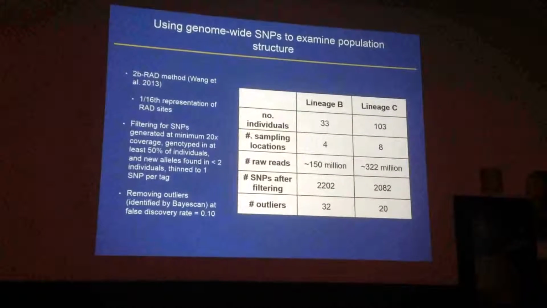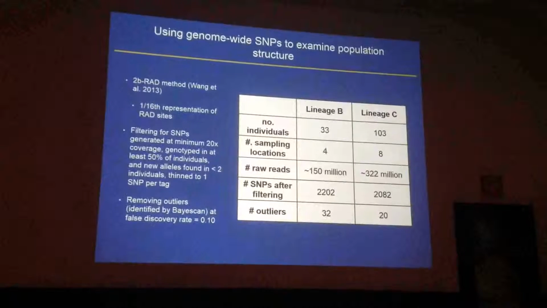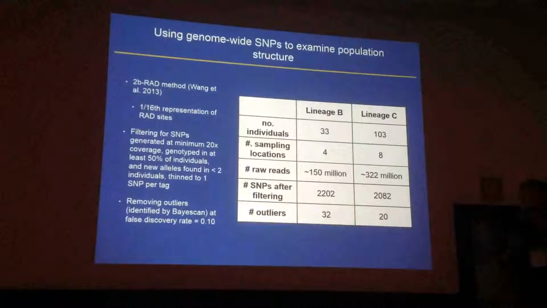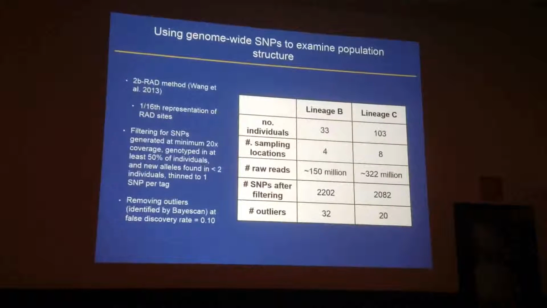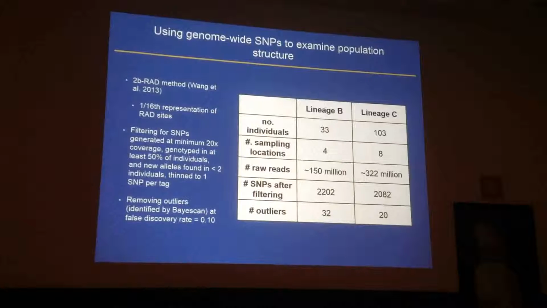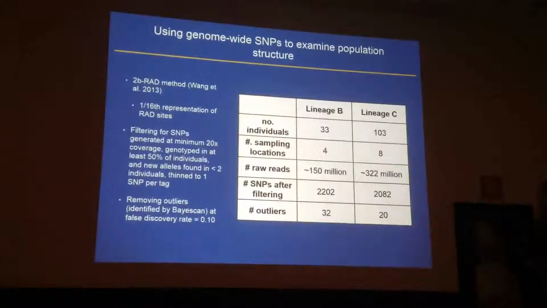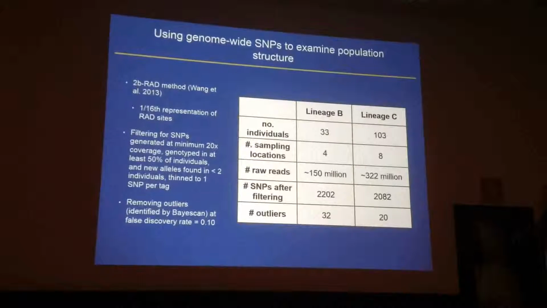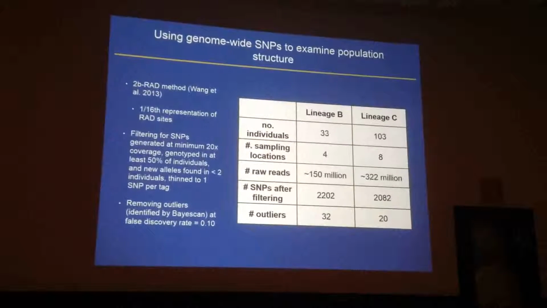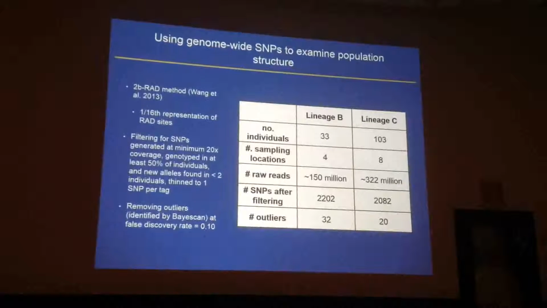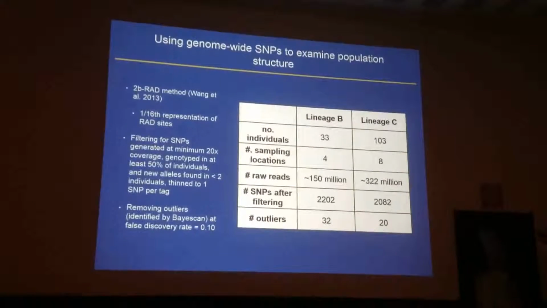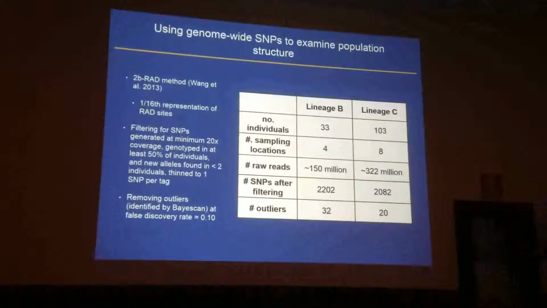So we generated genome-wide SNPs from 1/16 of the genome using the 2b-RAD method, which is a slightly different RAD technique designed by Wang et al. And it differs only in that it cuts 35 base pairs from the restriction recognition site, meaning that we have a higher likelihood that these fragments are going to be amplified for every single individual, minimizing the need to generate another SNP panel or assay to get all the markers that we want. So we amplified these fragments from 4 different locations for lineage B and 8 locations for lineage C, getting about 150 million and 322 million raw reads, respectively.